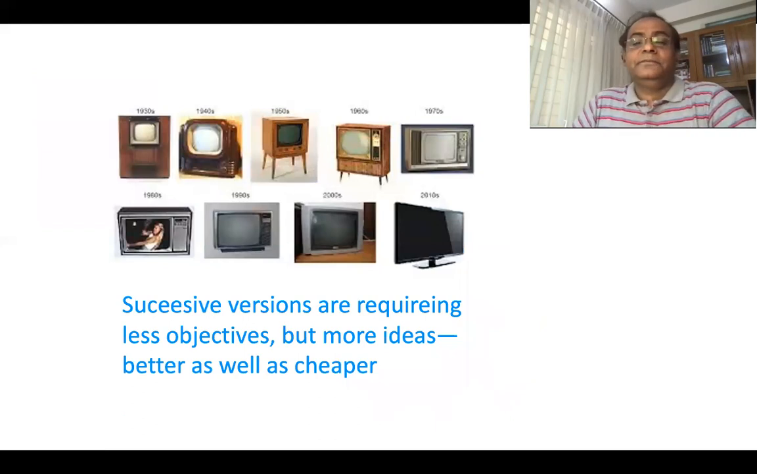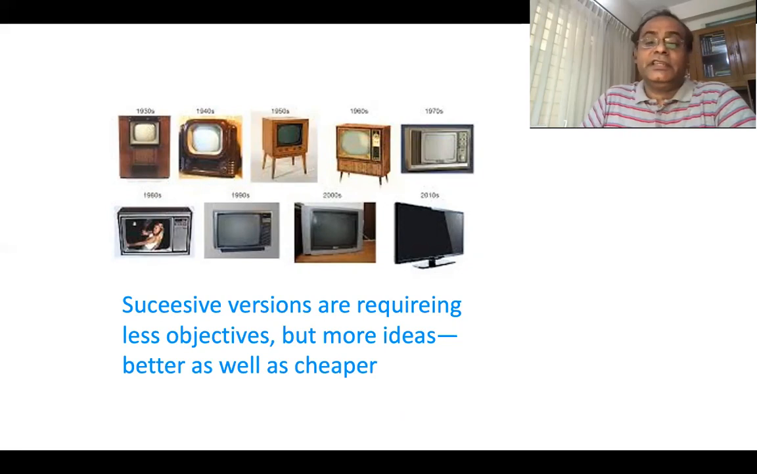Now look into this evolution of television. It started long ago, almost 100 years ago. But that television didn't remain the same. It kept growing. Successive versions started getting better and less expensive. How did it happen?